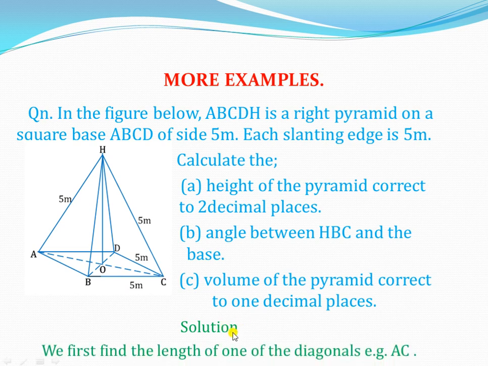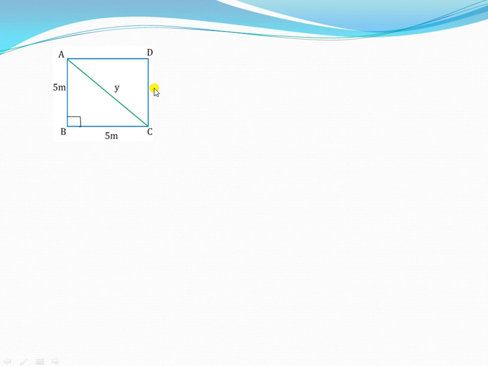So we have to first find the length of one of the diagonals, e.g. we are going to talk about diagonal AC. How do we get the length of AC? Now we are going to draw our base. Remember, it is a square base given by A, B, C, D. But our AC that we're interested in is one of the diagonals. And remember, AB is 5 meters and BC is 5 meters because we have a square base.